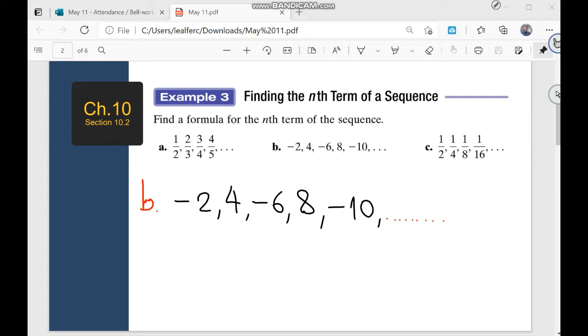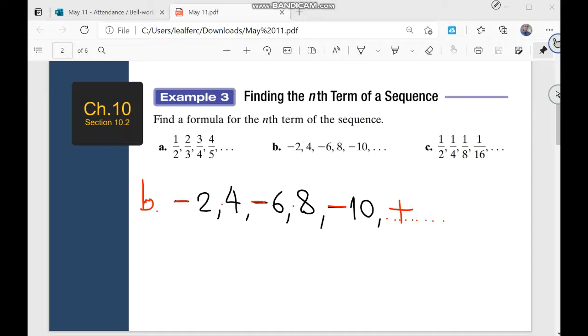All right, this is an alternating sequence. First, think about the sign, right? Only think about the sign. We have negative, negative, positive, negative, positive, negative. So the next one will be positive, right? Negative, positive, negative, positive, negative, positive. Next one, negative. Next one is positive.